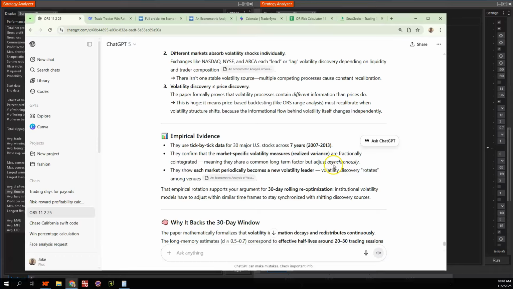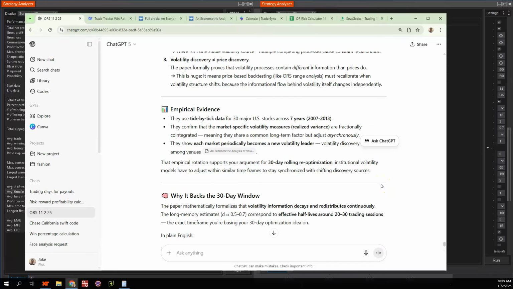Empirical evidence: they use tick-by-tick data for 30 major U.S. stocks across 7 years. Those were some of the charts in here that I scrolled through. They confirm that the market-specific volatility measures, realized variance, are fractionally cointegrated, meaning they share a common long-term factor but adjust asynchronously. They show each market periodically becomes a new volatility leader. Volatility discovery rotates among venues. It's really interesting stuff. Super rabbit hole. The empirical rotation supports your argument for 30-day rolling re-optimization.